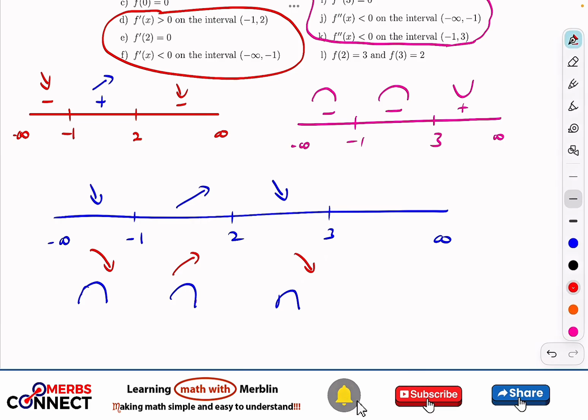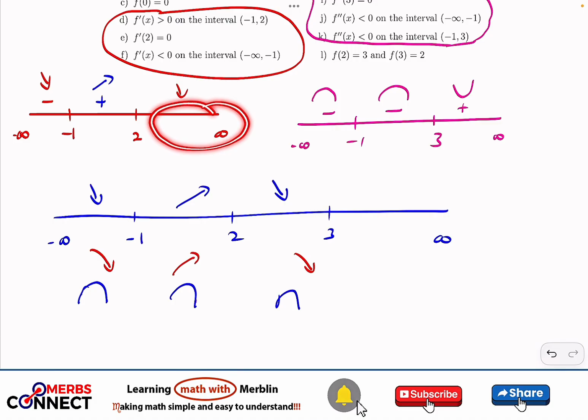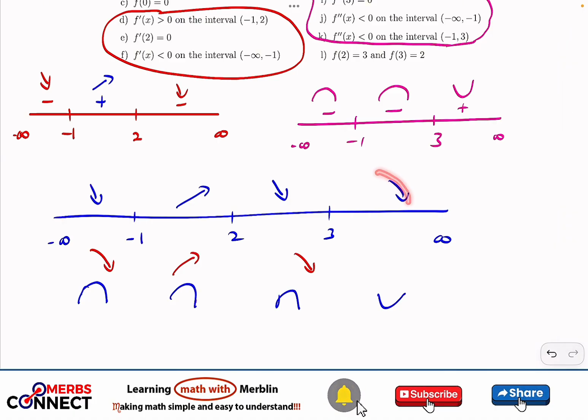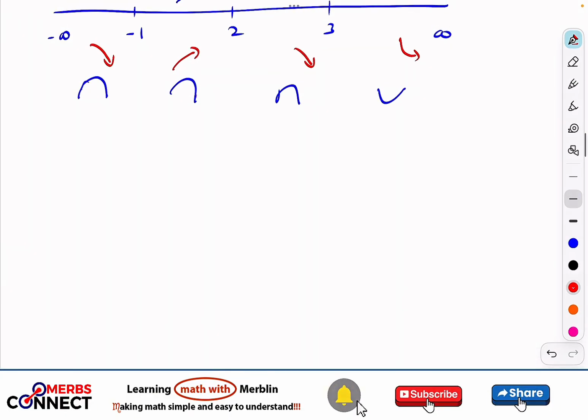Now let's look at after 3 to positive infinity. 3 to positive infinity is also here, still decreasing. And here we have concave up. So since we have concave up here, and this function is decreasing, we are going to look at this tail here. So we are going to use this one here. Now let's combine everything together and let's draw the graph. Very nice.